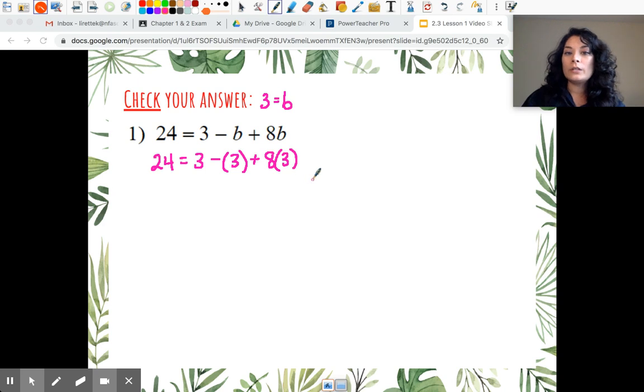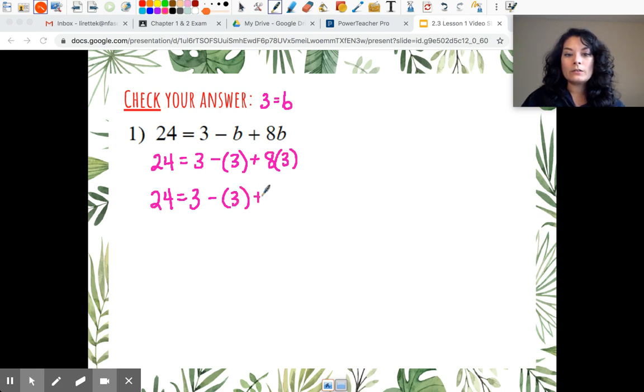Now that I've substituted everything in, I can just use order of operations. So anywhere where I see a math operation, I'm going to do that until each side of my equation reads one number, and then I see if both sides match. If they do, I got the right answer. So order of operations says I need to multiply before I can add and subtract. So that's what I'm going to do first. I'm just going to copy everything else down.